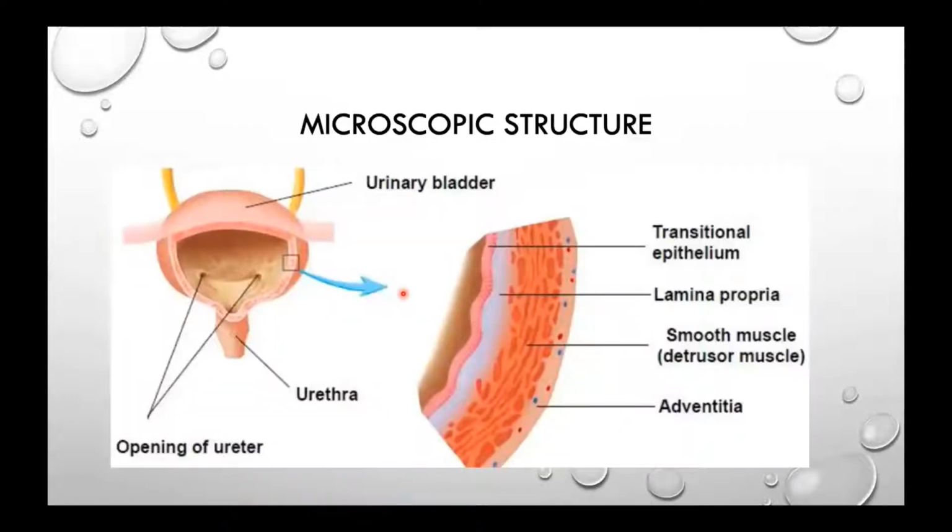In this picture, you can see the serosa outside, and then we have the muscular layer, that is the detrusor muscle layer. Then we have the submucosa, and finally the mucosa, that is the transitional epithelium. The mucosa of the urinary bladder has transitional epithelium.